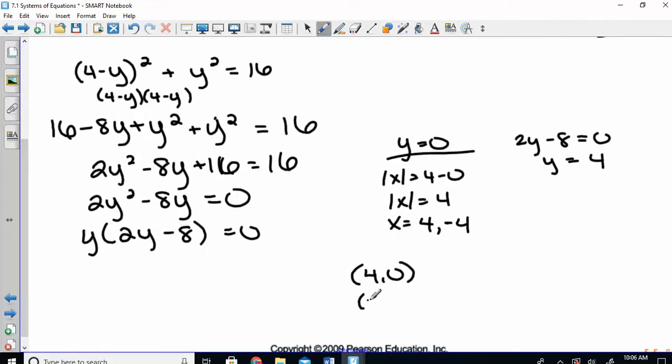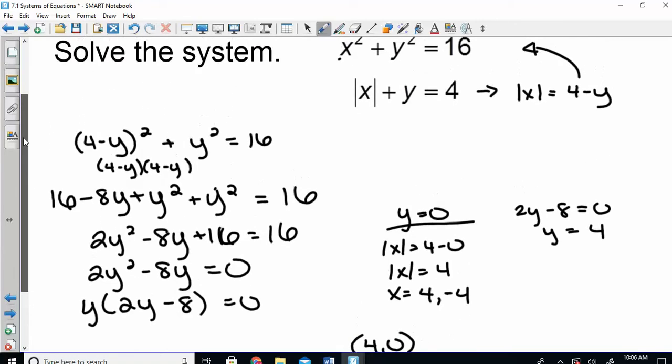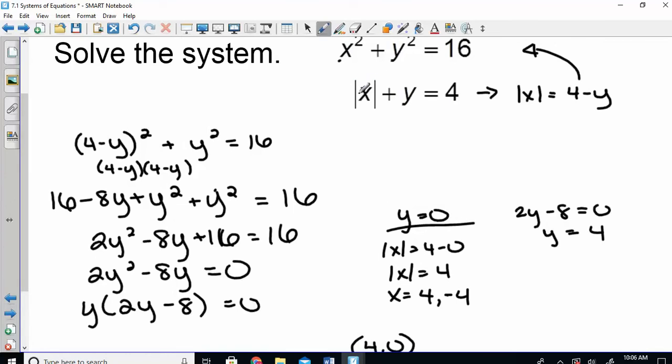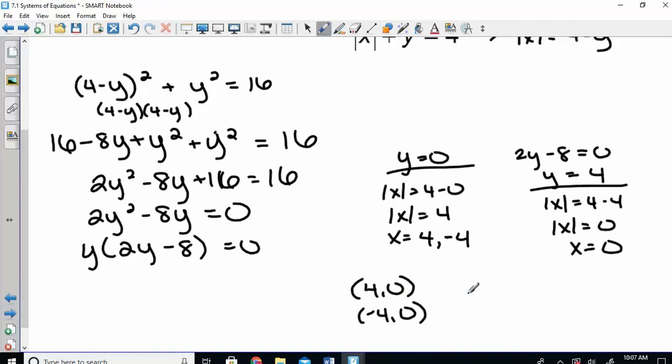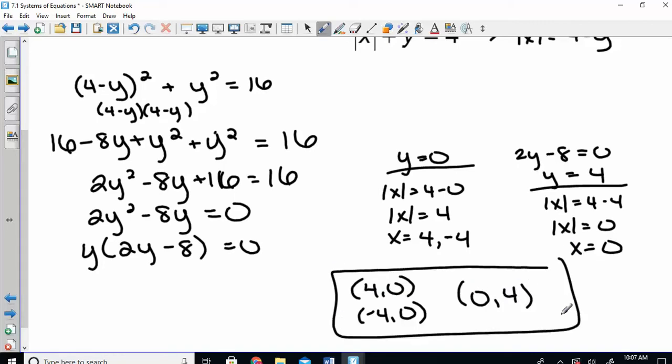So that gave me 2 points. -4, 0, and 4, 0. Absolute value can be negative, so what it's equal to can be negative. So the thing that comes out has to be positive, but what you put in originally could have been negative. On this one, we plug in a 4, and then we have the absolute value of x equals 4 minus 4, so the absolute value of x equals 0, so what's x? 0. So remember, in your ordered pair, you have to put x first, so that would be 0, 4. So this time we got 3 answers.